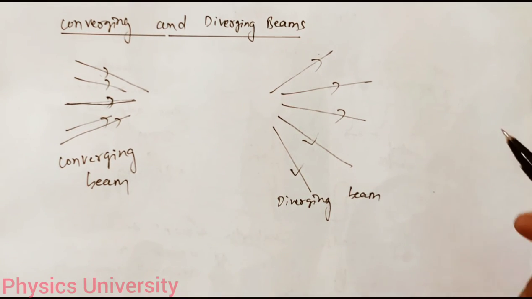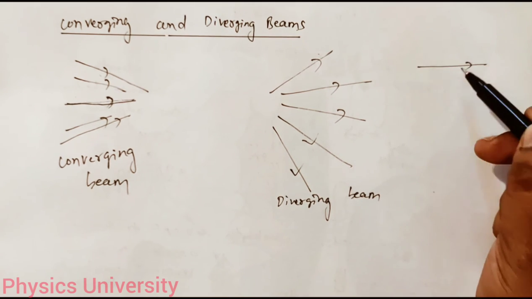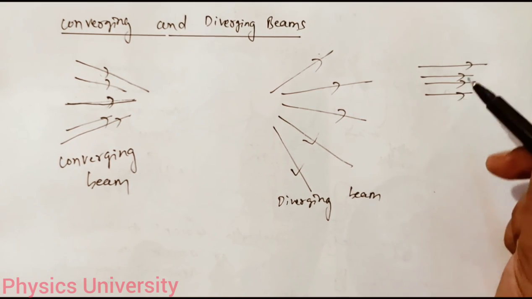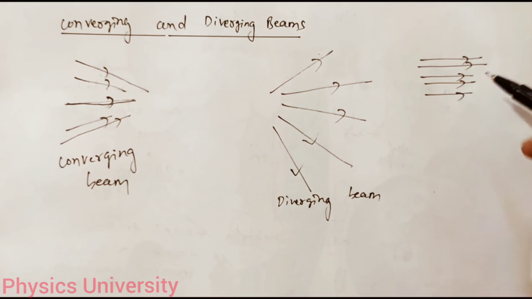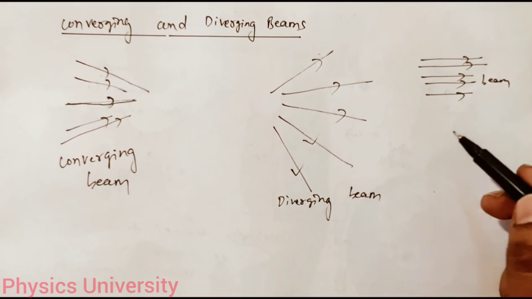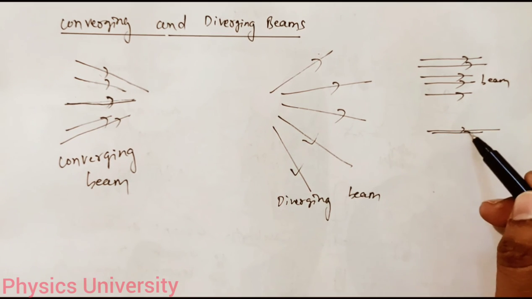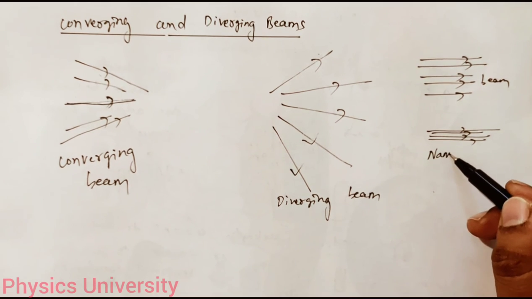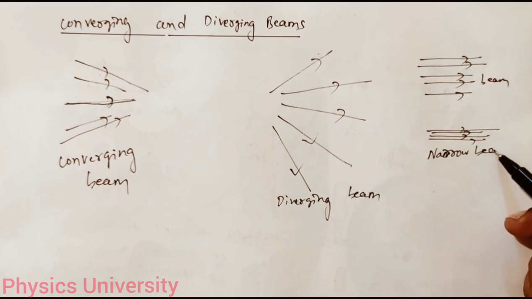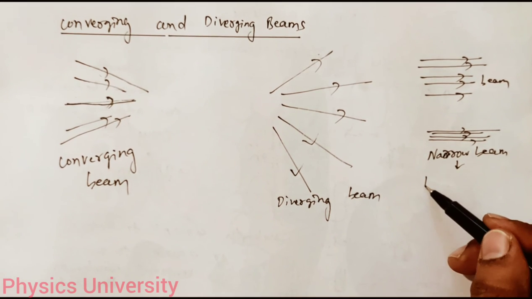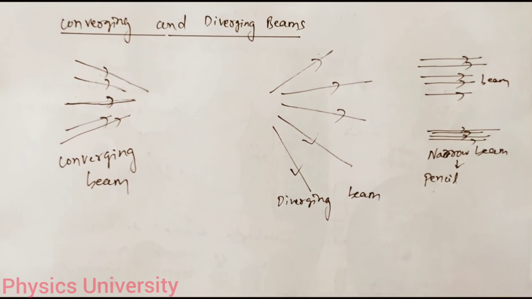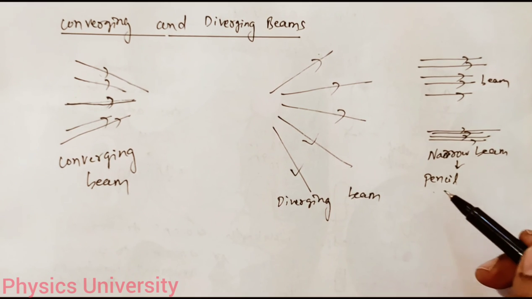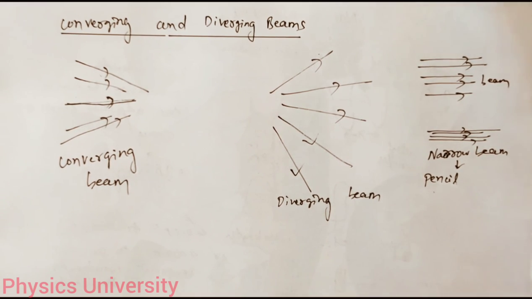Sometimes the beam may be narrow, like we have neither converging nor diverging, a set of parallel rays, we call this a beam. But if the beam is very narrow, a narrow beam of light is sometimes called a pencil of light. So these are the common terms. We will see reflection of light in the next video.